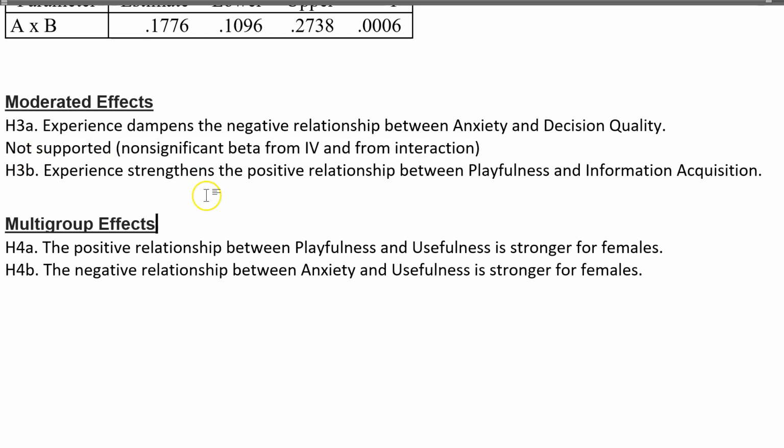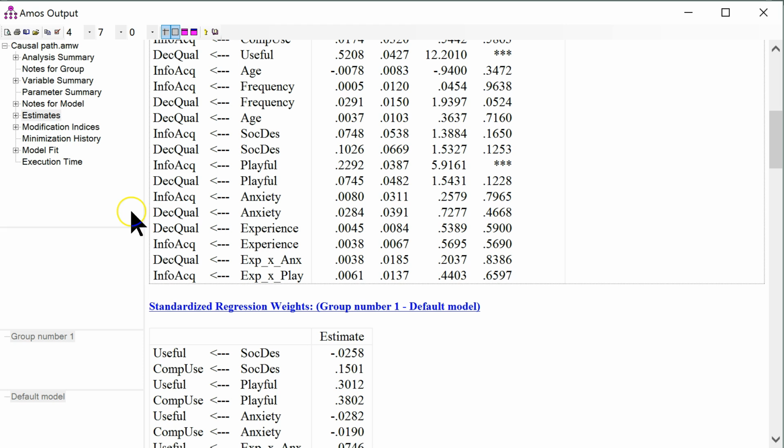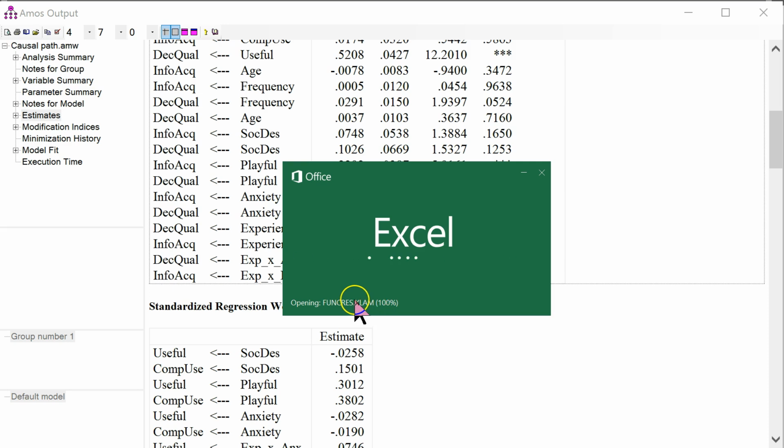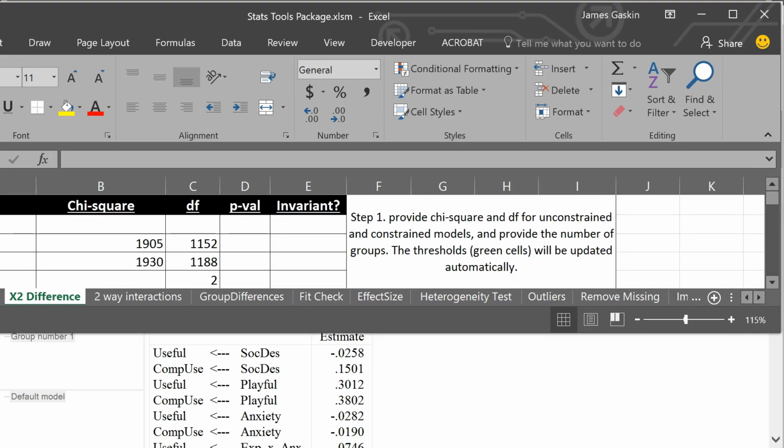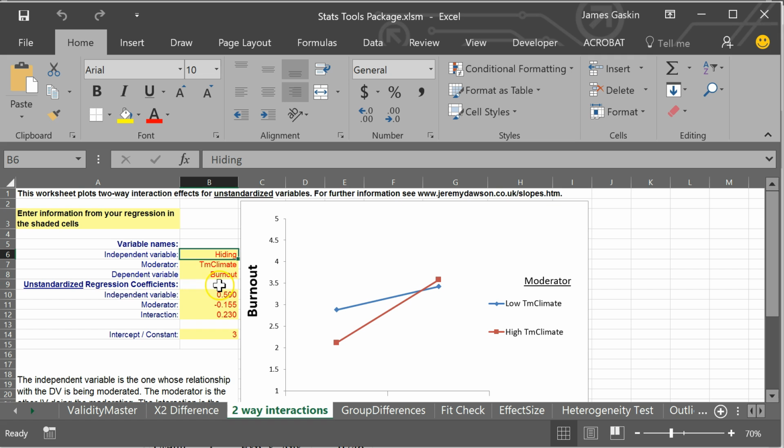Now let's pretend we did have a significant interaction. What would we do? Well, we'd go and model it in the plotter here. Let me pull up the stats tools. We go to the two-way interaction plotter. Zoom out a bit, and we'd stick in our variables. So in this case, our independent variable, let's say, is playful, and let's say the moderator's experience, or was it frequency? Did I mess that up? No, I think it's experience. And then the DV was info acquisition.